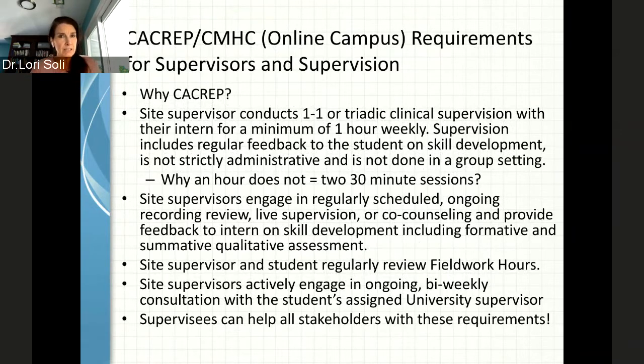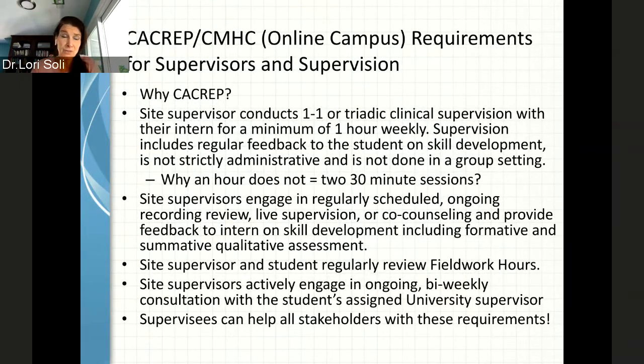It's also important to recognize that an hour does not equal 30-minute sessions in terms of meeting this requirement at fieldwork. Oftentimes, sites are very busy, and we understand that, and we expect that you're going to be getting a lot of supervision on the fly, walking between sessions, popping into the office after a session. However, it really is important to have a dedicated hour where you can have your supervisor's undivided attention, where you can really process and develop not only your clinical skills, but also the relationship with your supervisor.